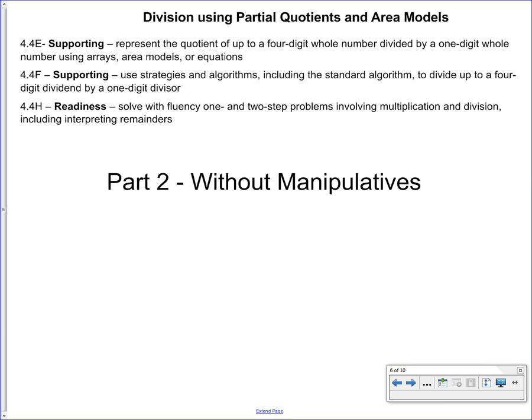This video is part 2 of our dividing using partial quotients and area models. Again, here's our teaks. In part 2, we're not going to be using manipulatives, so if you don't understand what I'm doing, I highly recommend going back and rewatching part 1 so you can see why I do what I'm doing.